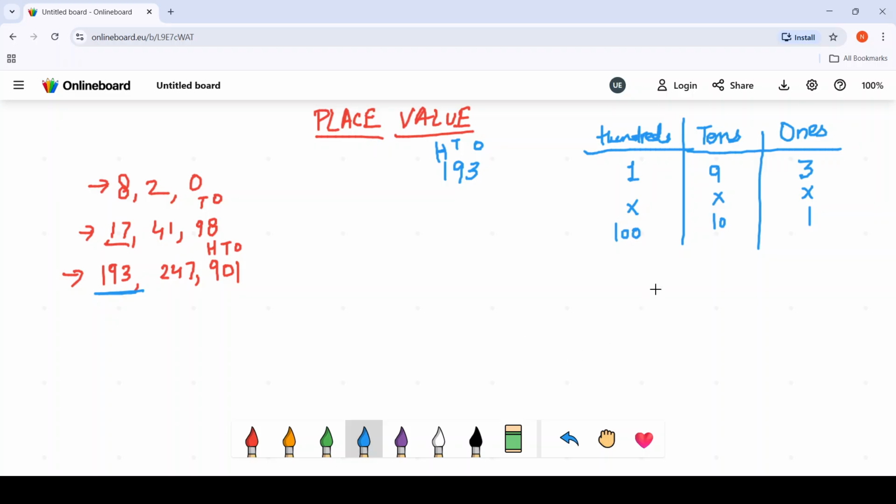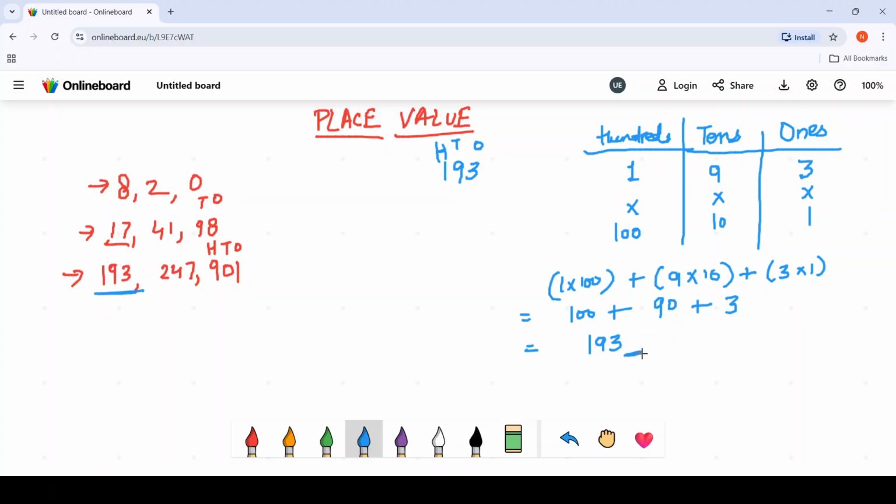Okay. Now we will add all these three. So 1 multiplied by 100 plus 9 multiplied by 10 plus 3 multiplied by 1. Okay. So we get 100, then 90 added to 3. So it becomes 193. Alright. How do we write it in words?